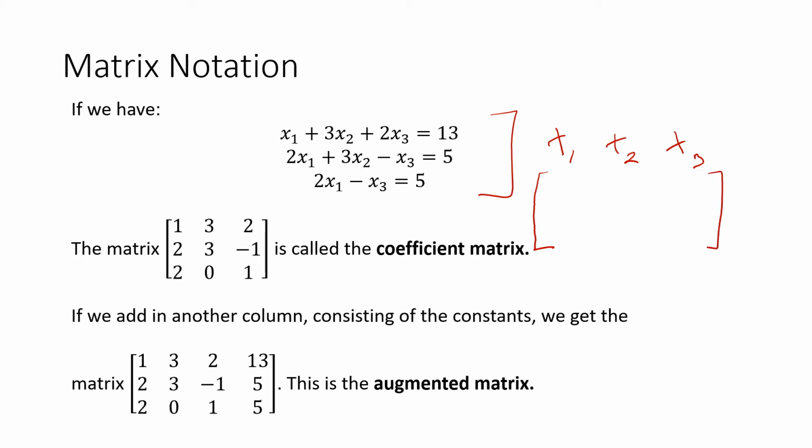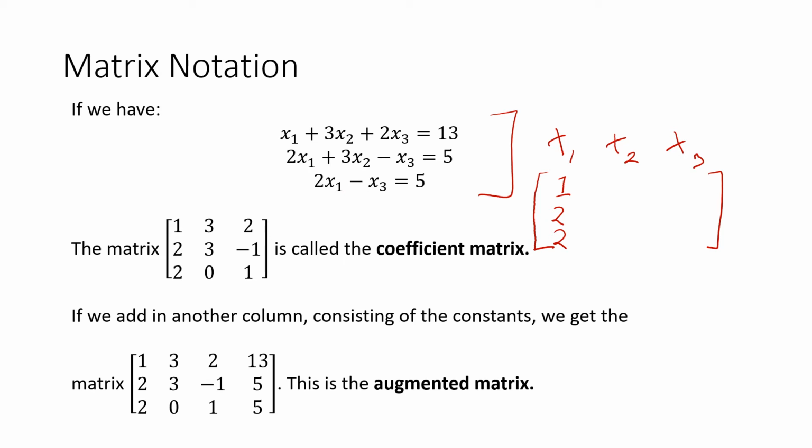And we look at it and say, okay, x1, my first equation has x1 with a value of 1. So I put a 1. My second equation has a 2 for x1, so I put a 2. And working my way down, my third equation has 2x1, so I put a 2.